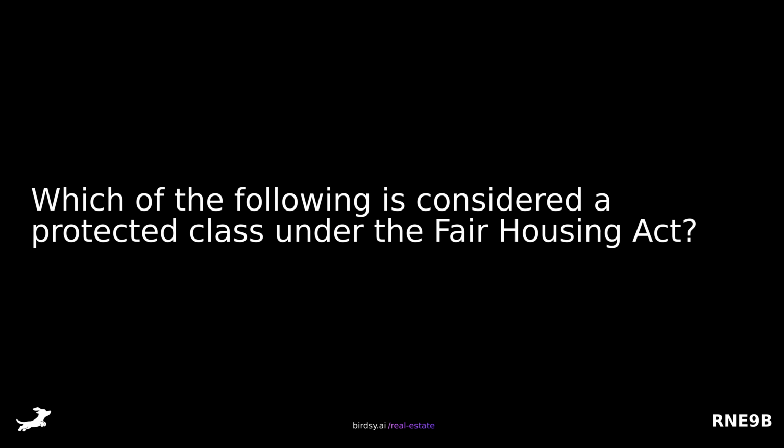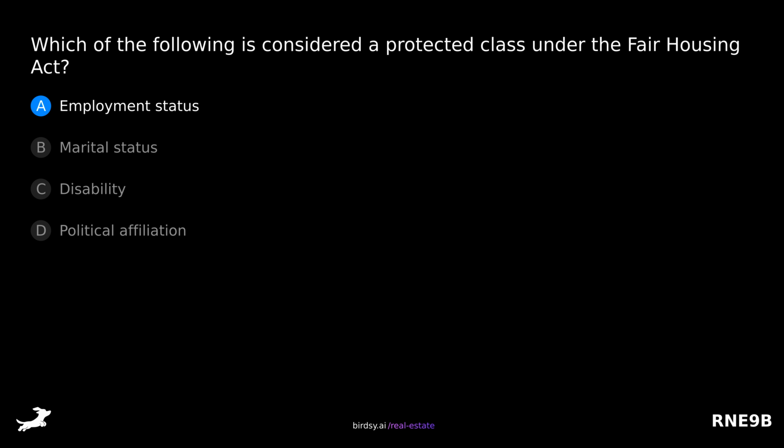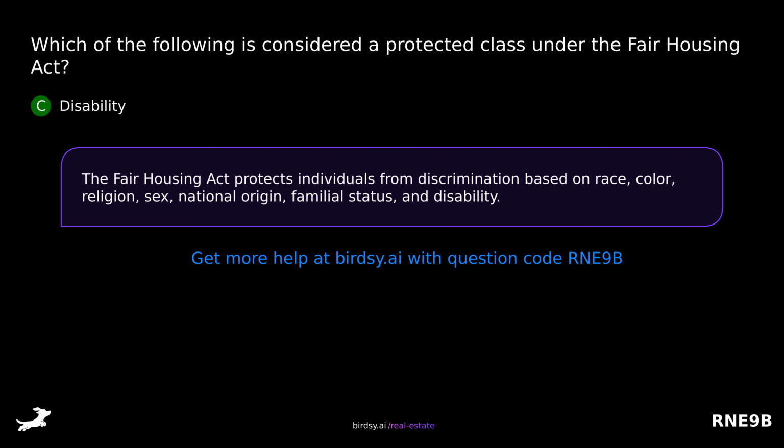Which of the following is considered a protected class under the Fair Housing Act? Is it A, employment status? B, marital status? C, disability? Or D, political affiliation? The answer is C, disability. The Fair Housing Act protects individuals from discrimination based on race, color, religion, sex, national origin, familial status, and disability.